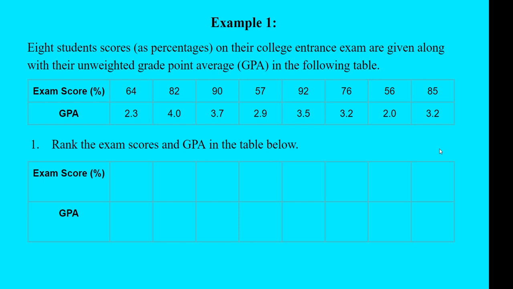8 student scores as percentages on their college entrance exam are given along with their unweighted grade point average in the following table. So 2 variables: one, their scores on their college entrance exam, and then their unweighted grade point average are given here. And so we can sort of look at this. We can find our student with the perfect GPA, 4.0, and they had a pretty good score on their entrance exam, but there were some scores that were a little bit higher on the entrance exam.